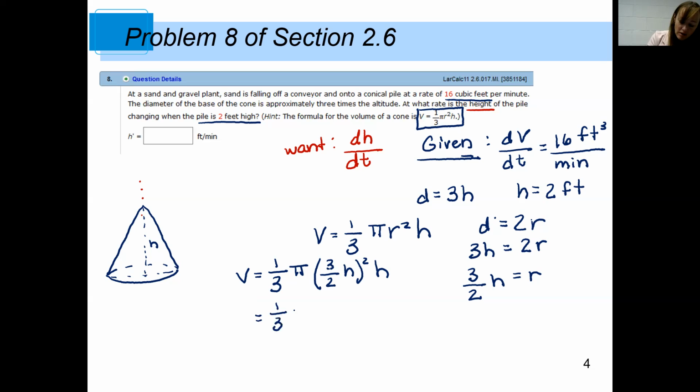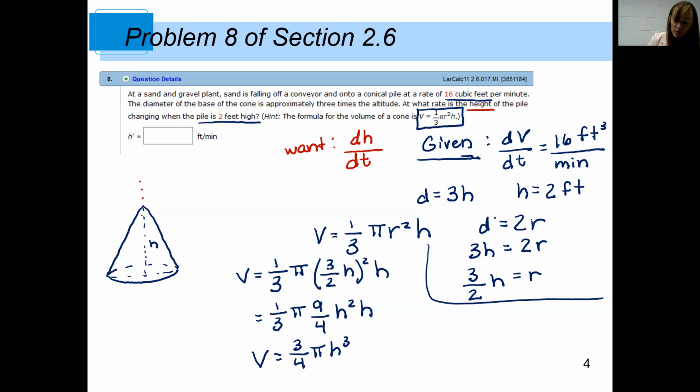So then I have V equals 1/3 pi. I'm going to square this. This is going to give me 9/4 H squared times H. Or we have that V is equal to 9 times 1/3, so we have 3/4 pi H to the 3rd. Okay, so now I have volume in terms of just the altitude, which is great because that's what I'm given the most information about.